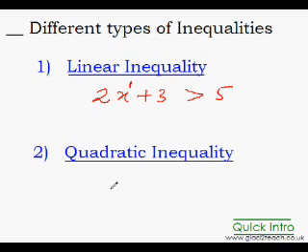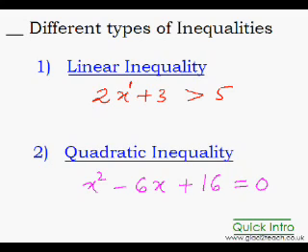Following the same logic, the inequality that would be created from a quadratic equation would be a quadratic inequality. For example, x square minus 6x plus 16 equal to 0. Now this is a quadratic equation. Why? Because the highest power of x is 2, isn't it? So if I replace this equal to sign with any inequality sign, greater than, less than, less than equal to, or greater than equal to, we will have a quadratic inequality. Now we just need to know how to solve these inequalities.